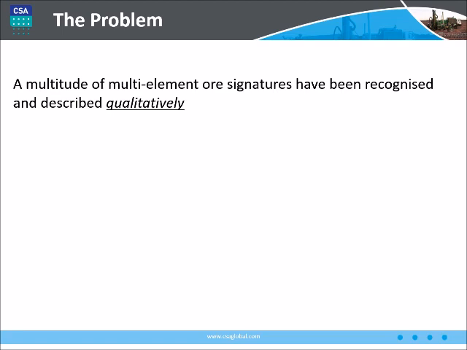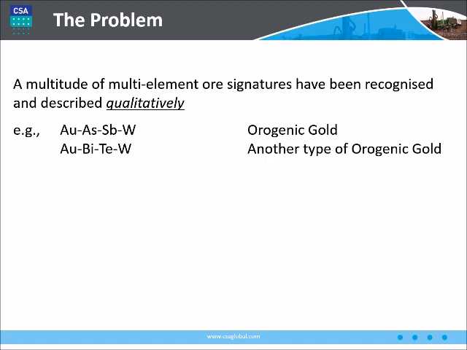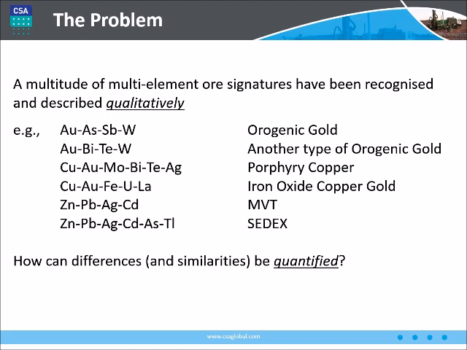All right, this is what inspired me to go out to industry and set up the OSNACA project. In the literature, there's a multitude of multi-element ore signatures, and they've been well recognised, and they're very useful when they're described qualitatively, but they're names like John or Phil. And how do you describe how similar John and Phil are? How do you describe how similar a sample with a gold, arsenic, antimony, tungsten enrichment is to a different type of orogenic gold mineralisation? And so the problem goes, we see these lists of elements that describe the signature of the mineralisation, but we don't have a quantitative framework of comparing them. So how can these differences and similarities be quantified?